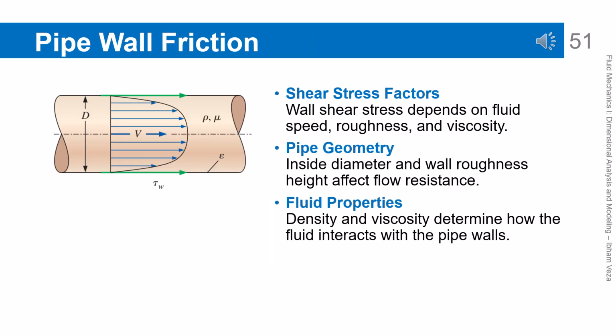Pipe wall friction. The wall shear stress in a pipe depends on flow velocity, wall roughness, and fluid viscosity. The inside diameter of the pipe and the roughness height affect the magnitude of flow resistance. Density and viscosity determine how the fluid interacts with the wall surface. All these parameters together determine the pressure loss due to friction. This problem is often analyzed using dimensionless numbers, such as the Reynolds number and friction factors.